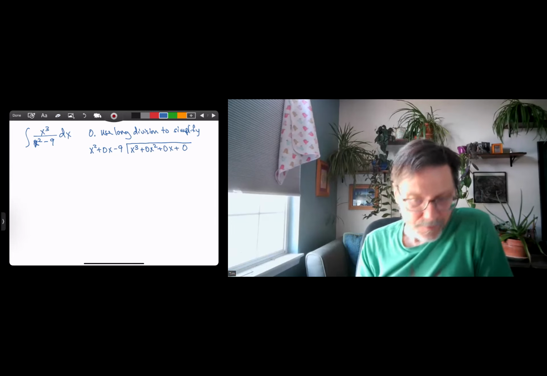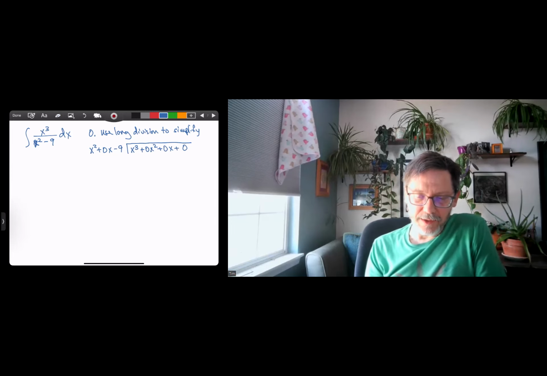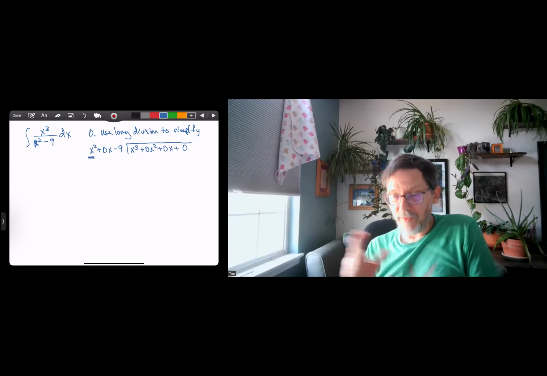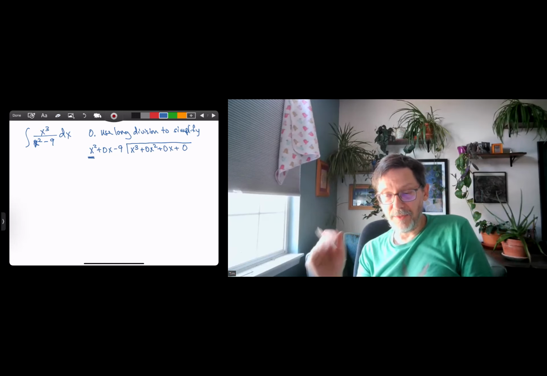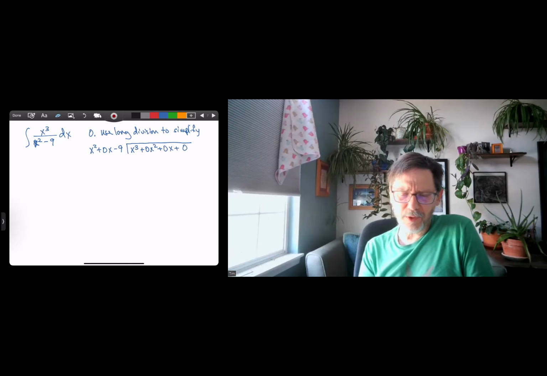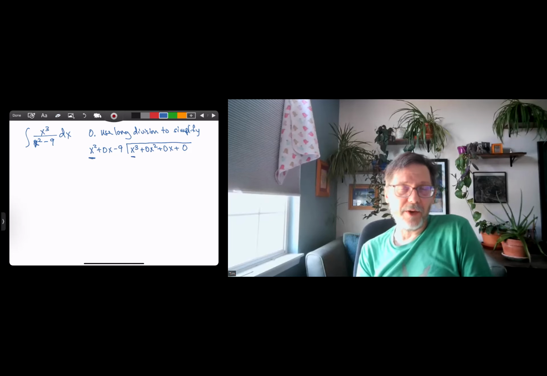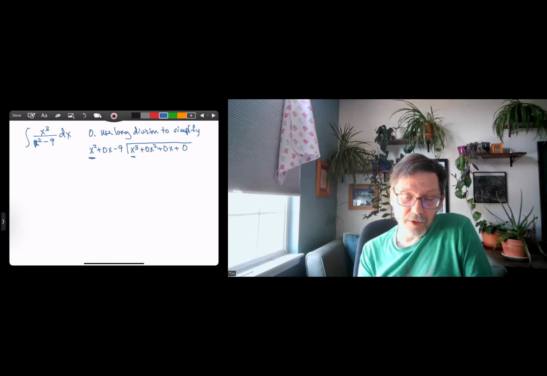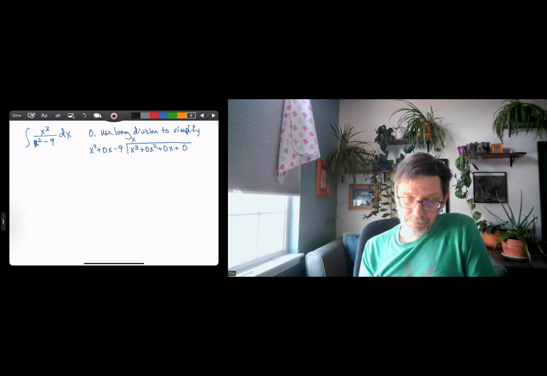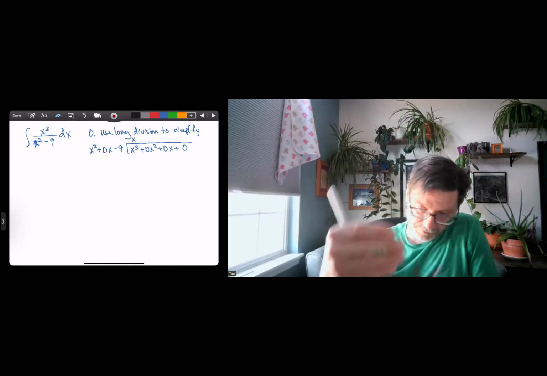So long division, always look at the leading term on your divisor and move across the thing you're dividing into. So x squared into x cubed. What do I have to multiply x squared by to get x cubed? And the answer is x. That's the first part of my answer.